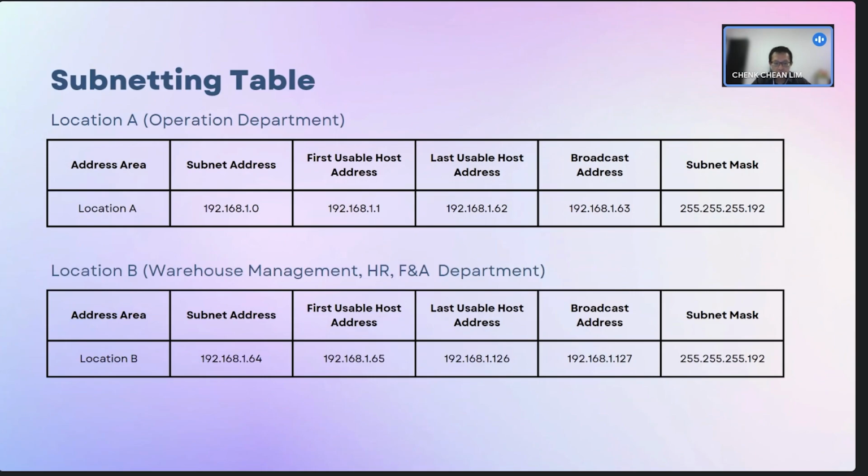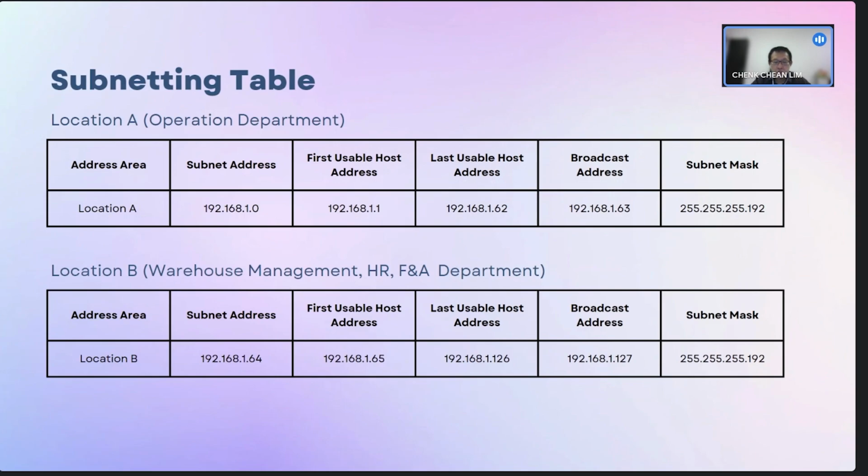The next thing we will go through is the subnetting table. Due to time issues, I'm just going to take location A as an example, because if not, the time will be insufficient. In location A, you can see the subnet address, the first usable host address, and the last usable host address as well.